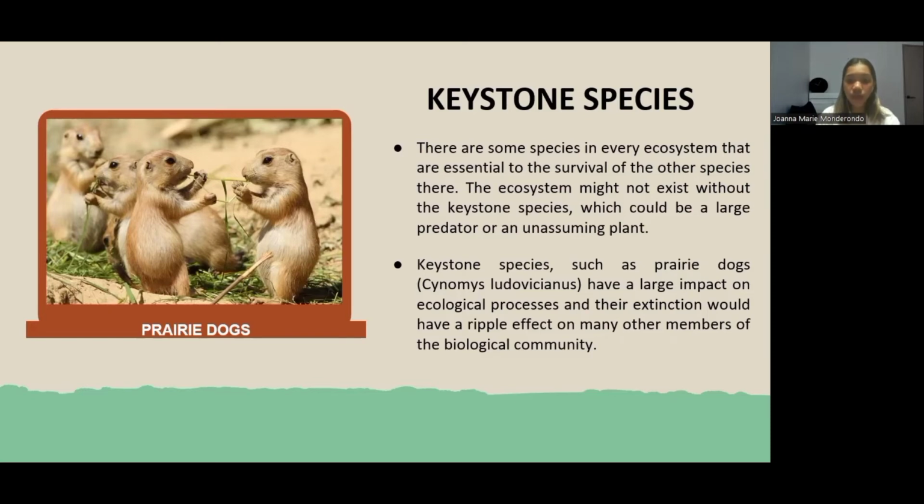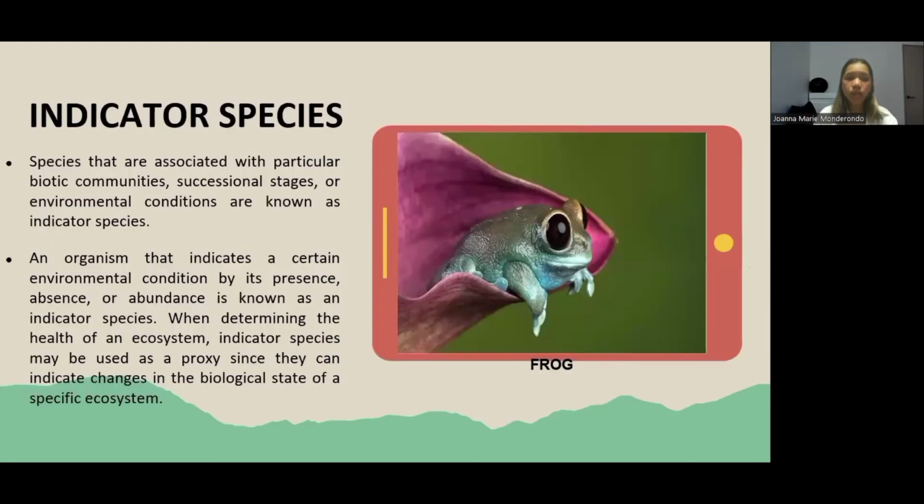That is why they have a ripple effect on other members of the biological community. So next is the indicator species. As we have seen, indicators are species that are associated with particular biotic communities, successional stages, or environmental conditions. They are known as indicator species.